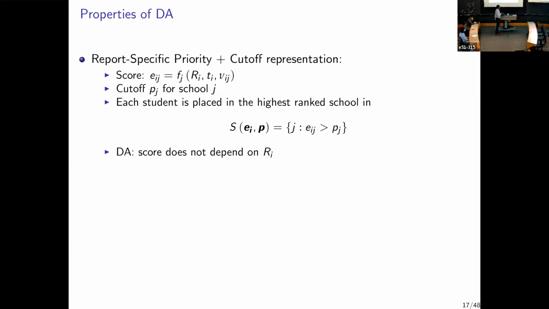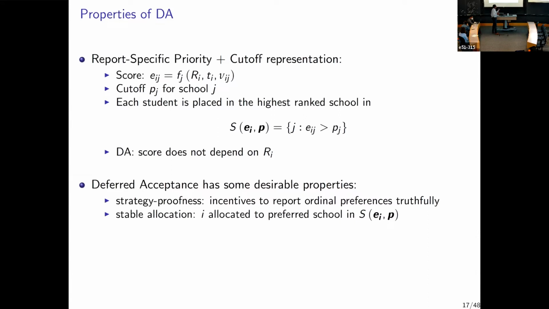And again, this is what Irene called the budget set. Each student is going to be placed in the highest ranked school in the set of schools for which the score of student i clears the cutoff. Now, one key thing is that in DA, this function f doesn't depend on R. So you cannot change your priority score by changing your report.